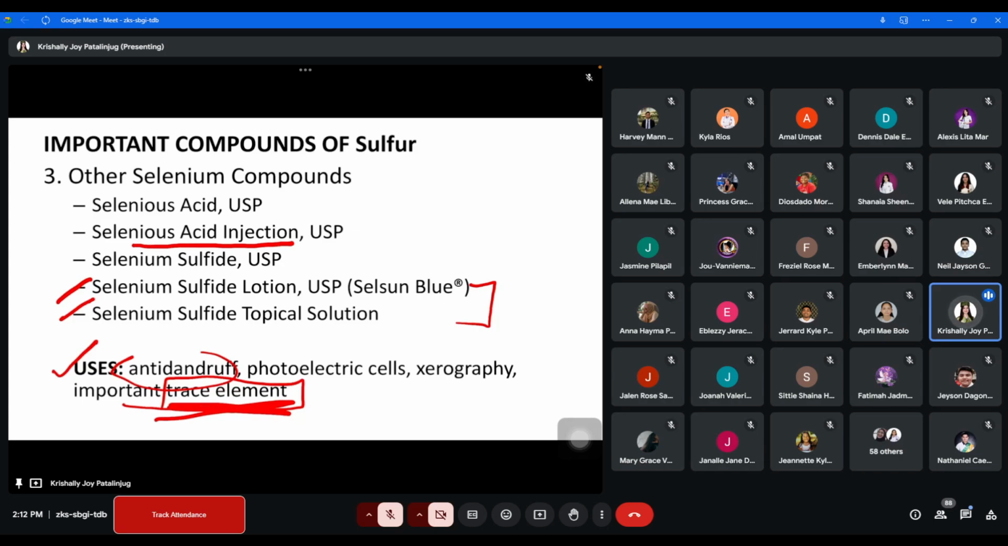Then we also have other selenium compounds that are used for xerography, the photocopying process, and photoelectric cells. So those are the other selenium compounds.